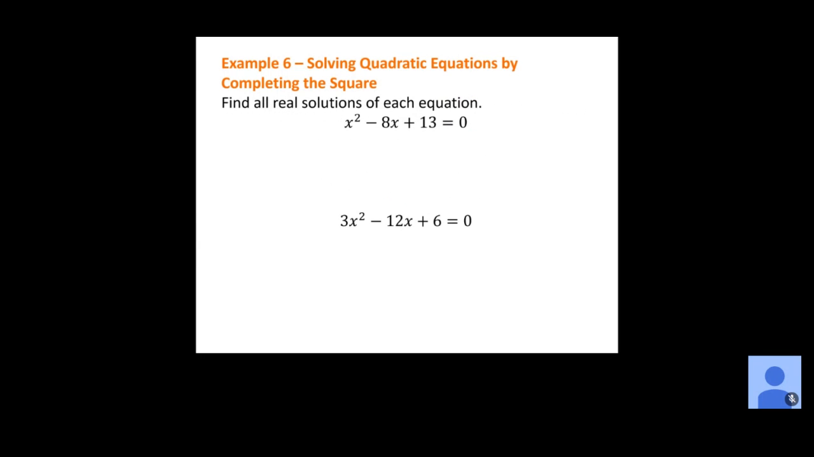All right, so let's try one. So we've got x squared minus 8x plus 13 equals 0. Okay, and we want to solve this by completing the square. Now, the first thing we always want to do when we're completing the square is to get the x squared and the bx term by themselves, which means I need to move the 13. So I'm going to subtract 13 on both sides here.